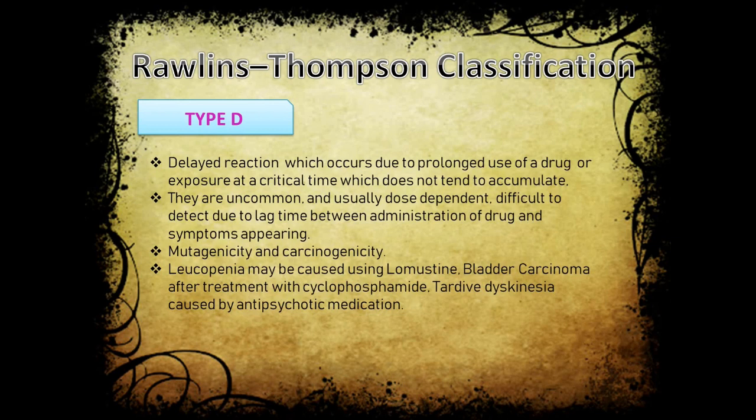Some of the specific examples are leukopenia which may be caused during use of lomustine, bladder carcinoma after treatment with cyclophosphamide, and tardive dyskinesia caused by antipsychotic medications. That means this occurred at a delayed stage, not immediately.